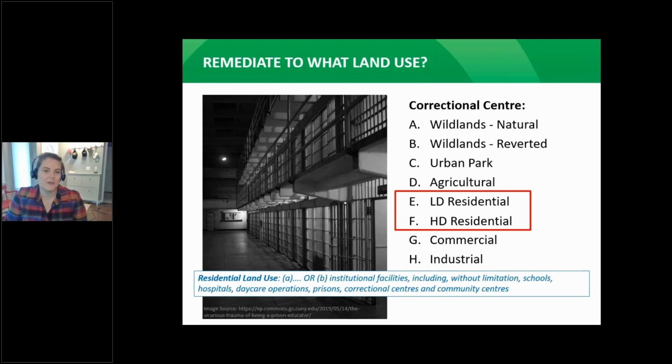The answer is that it could be either low density residential or high density residential, depending on whether it is more or less than 3 stories. The reason that it is residential is that the CSR includes institutional facilities in the definition of residential land use, as you can see at the quoted text at the bottom of the slide. Note that institutional also includes schools, hospitals, daycares, and community centers. Next slide, please.